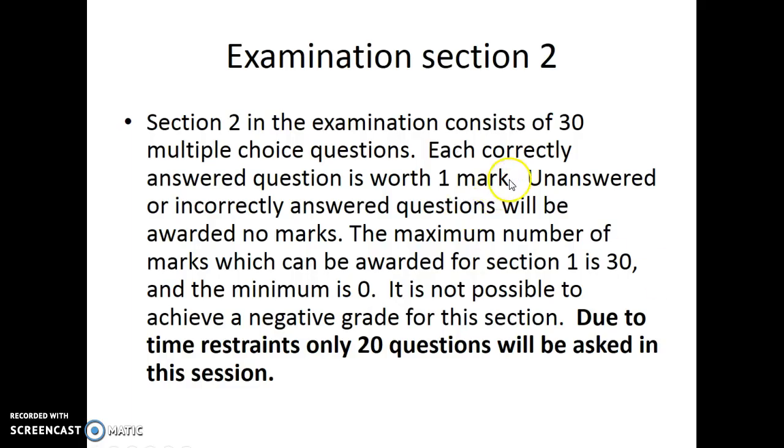Also need to warn you that section 2 in the final exam will consist of 30 multiple choice questions. Each correct one is worth 1, unanswered or incorrectly answered ones are worth no marks. The maximum number of marks that we award for the section of the exam is 30 and the minimum is 0. In the class, due to time restraints, it was only possible to answer 20 questions in this session. So that's what's happening here. But in the final exam, it'll be 30. For revision purposes, only 20 questions in this session.